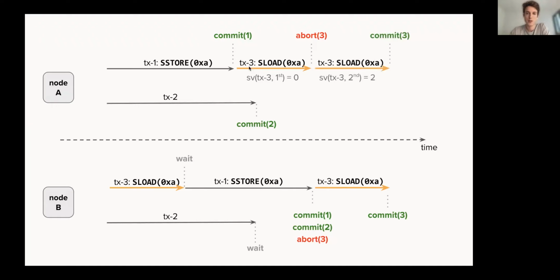So you can see that using OCCDA, the first execution of transaction 3 aborted on both nodes, and the second execution of transaction 3 committed on both nodes. So we actually managed to ensure this property that we laid out in the previous slides.